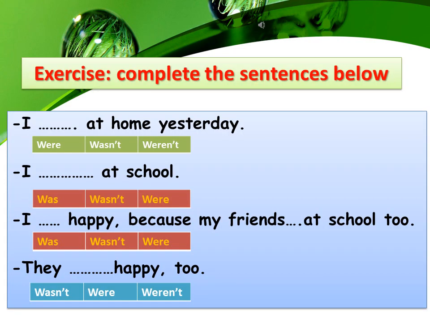Now let's do an exercise. Complete the sentence below using the right choice. Each sentence has its choices, and the sentences are related in meaning. So I at home yesterday. Were, wasn't, weren't. I at school. School, home. Was, wasn't, were. I happy because my friends at school too. We have two choices here: was, wasn't, were. They happy too. Wasn't, were, weren't.